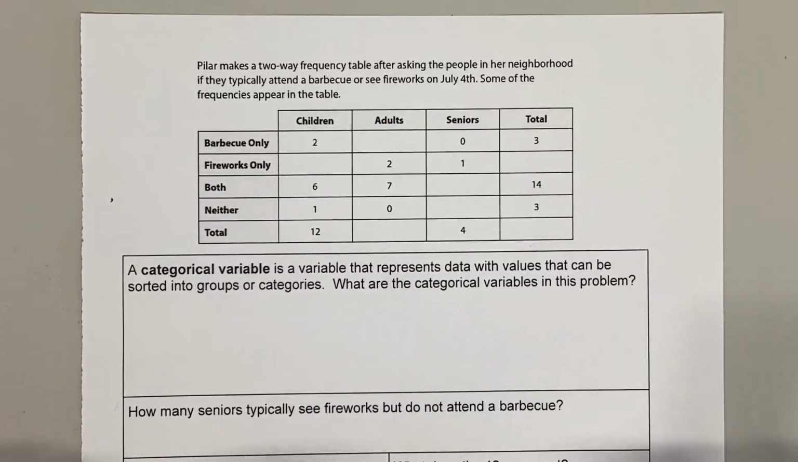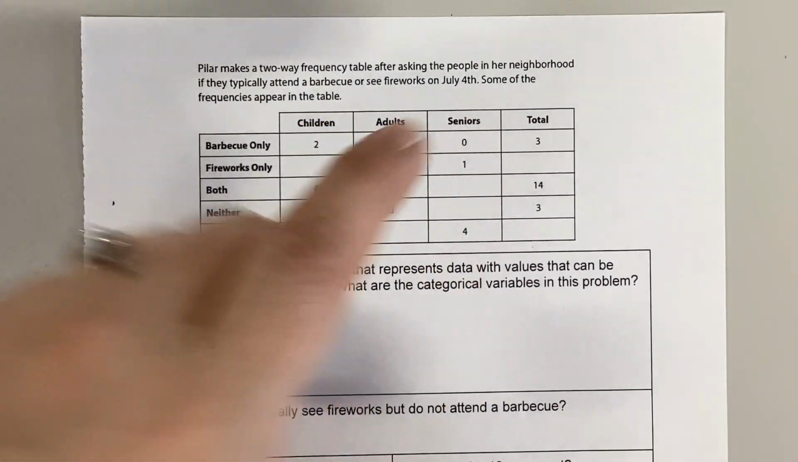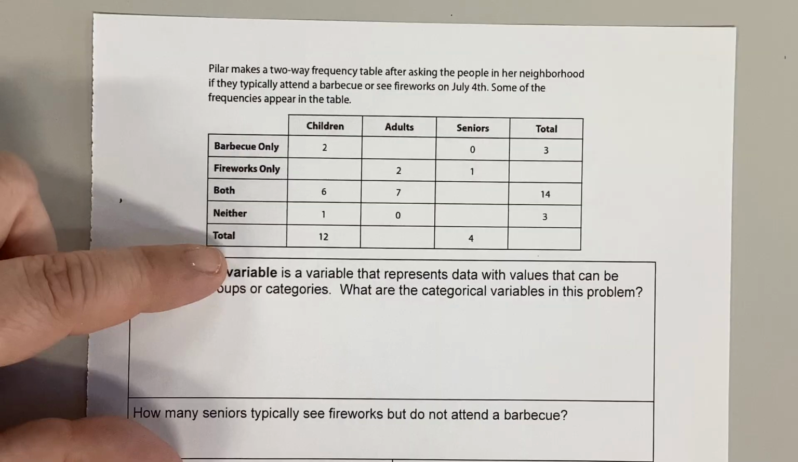Next one. Pilar makes a two-way frequency table. So we're measuring 2 questions. Two-way frequency table: there are more than 2 answers, but there are 2 questions. Those 2 questions are probably age and what you do on the 4th of July.